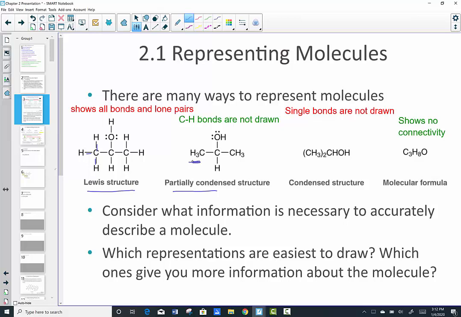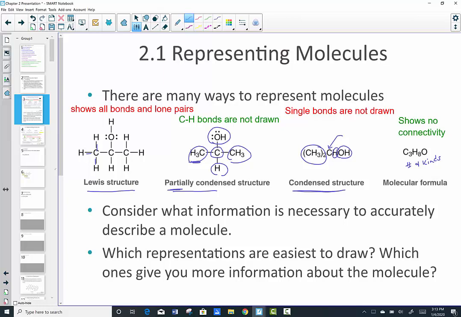A condensed structure now is going to eliminate all single bonds and just show the grouping between those carbons and hydrogens. For instance, this carbon in the center has two identical methyl groups, so we see that CH3 taken twice. That carbon also has an OH group attached to it, and it now has a hydrogen as well. So this carbon with its four single bonds has been written in a condensed structure. And then the simplest of all, the molecular formula, which simply tells us the number and kinds of elements in the compound. So I know there are three C's, eight H's, and an oxygen in that molecular formula.